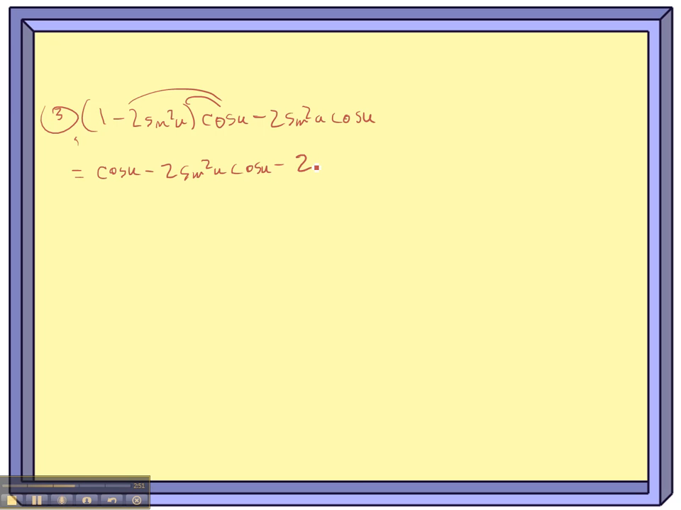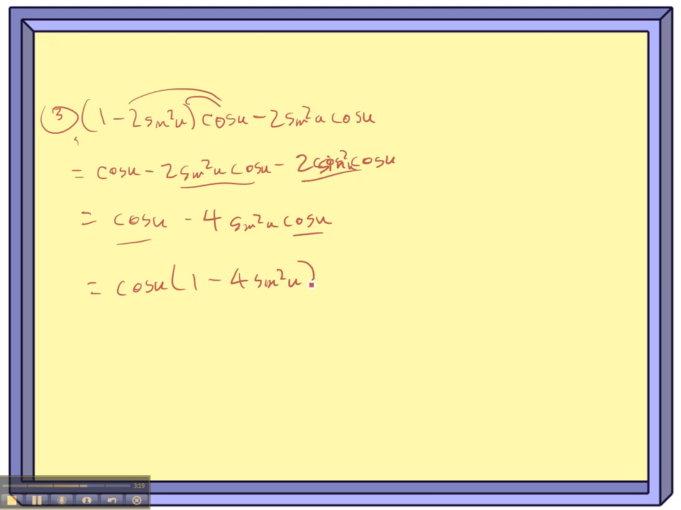minus another 2 of them. Oops, that should be a sine. Cosine u. Forgot a u in there. Notice that these two are the same, so we can add them up. It's equal to cosine u minus 4 sine squared u cosine u. They both have a factor of cosine, so factor that out. Cosine u in parentheses 1 minus 4 sine squared u.